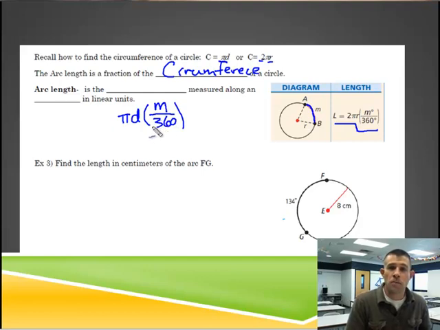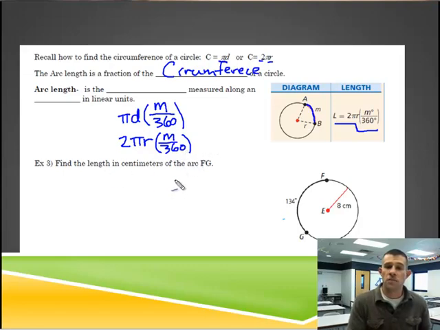Another way of writing that is simply saying 2 pi times the radius, which is another way of saying our circumference, multiplied by m, the central angle, divided by 360 degrees. So let's see how this will work in an example.